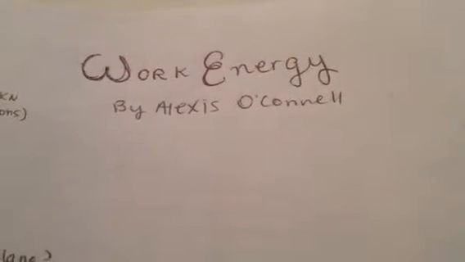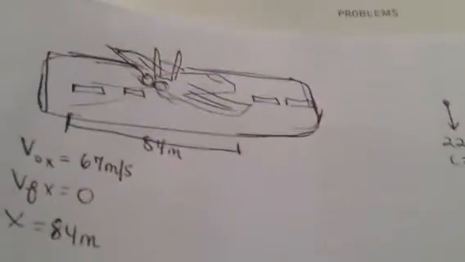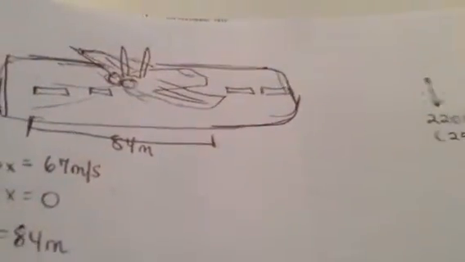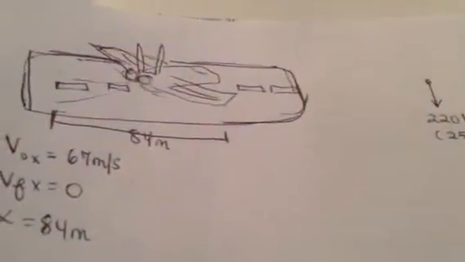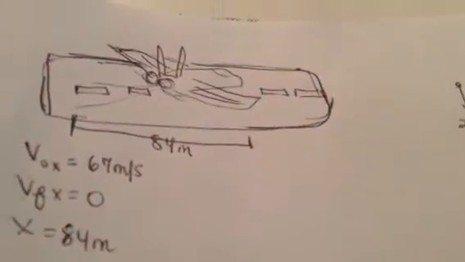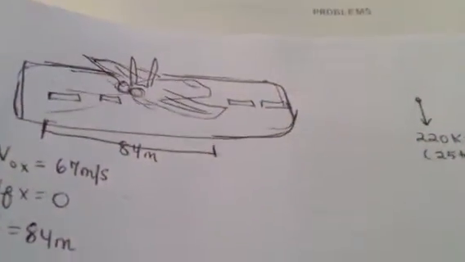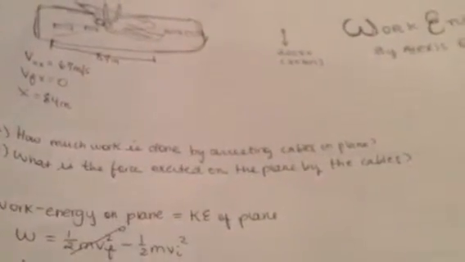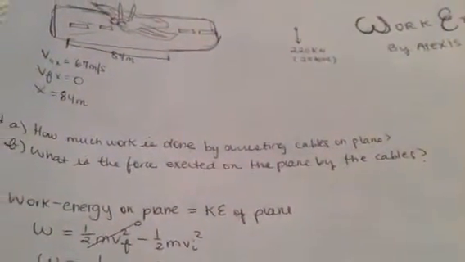The work-energy theorem. In this example, we're going to be talking about an airplane trying to land on an aircraft carrier. There must be someone special on this plane because they're trying to make it land, so we are assuming that there is someone very important on that plane. So we don't want it to crash. The question is asking us to find how much work is done on the plane by the arresting cables and what is the force exerted on the plane by the cables.